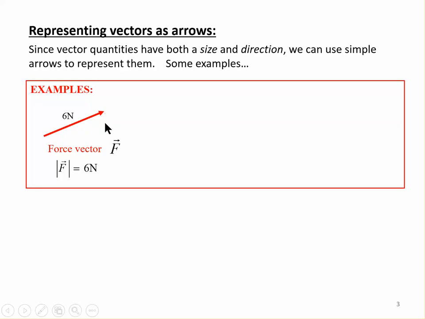I might want to give this force vector a name. I might call it F. And to remind myself that this isn't just an ordinary number, but it has a direction, I put the little arrow sign above the F. That indicates that this force is a vector. And if I wanted to note the size or the magnitude of the force vector, I put absolute value signs around the vector, and in this case, the size of this force vector is 6 newtons.